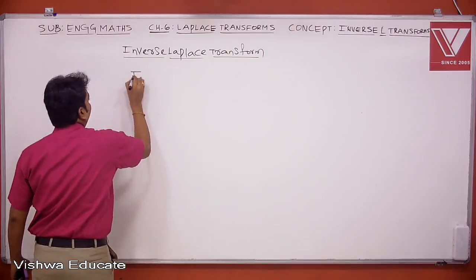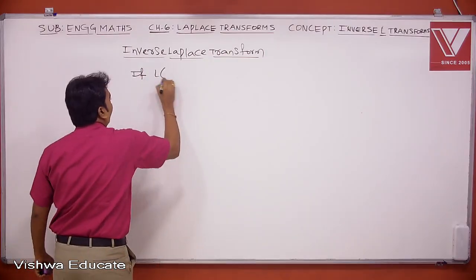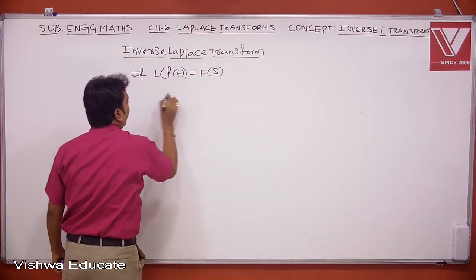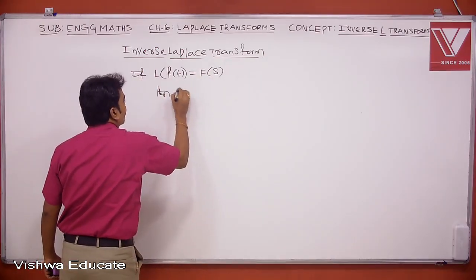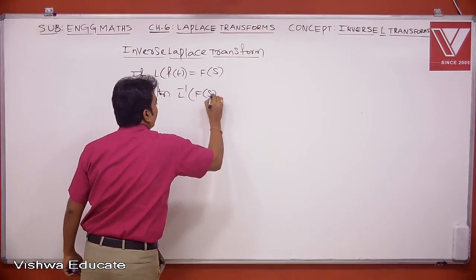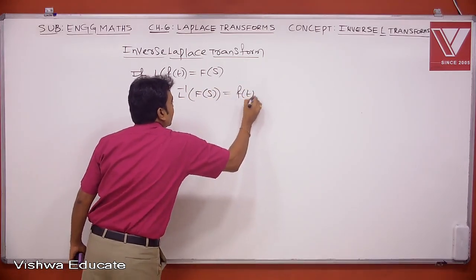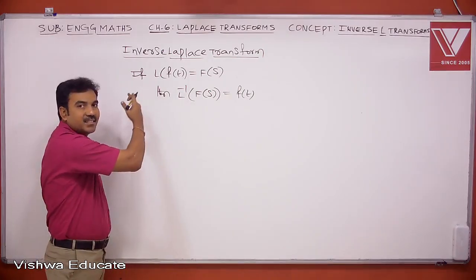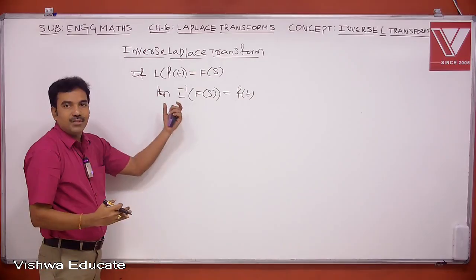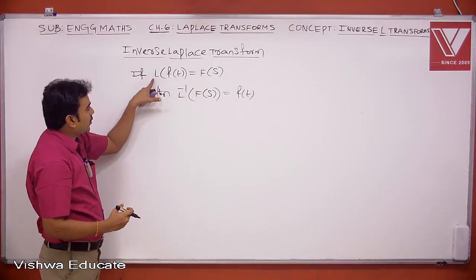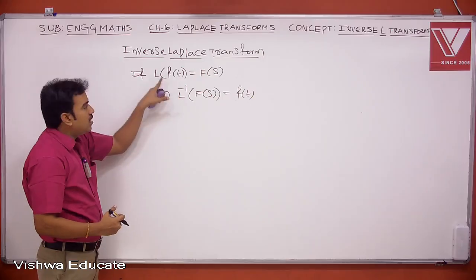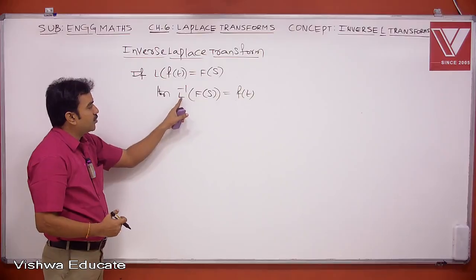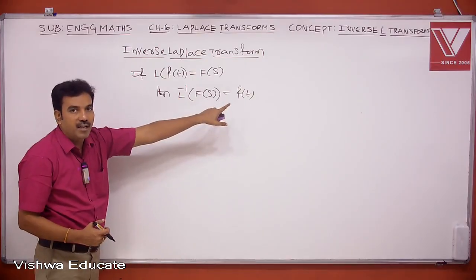Suppose L of small f of t equals capital F of s, then L inverse of F of s equals small f of t. So the inverse Laplace transform is denoted by L inverse. You take this L from the left hand side to the right hand side, it becomes the inverse operator. So this is the Laplace operator, this is its inverse operator. If the Laplace transform of f of t is capital F of s, then L inverse of F of s is given by f of t.